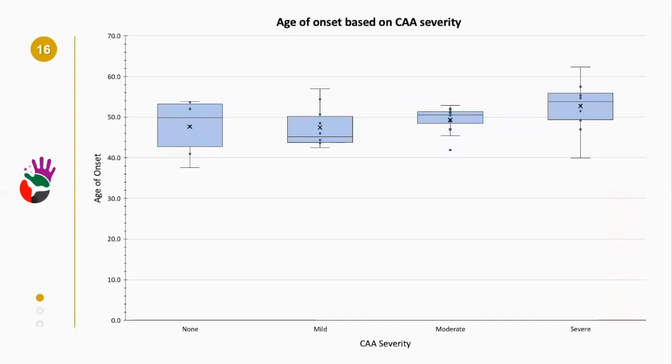We also broke it by severity, and while it looks like there is a slight increase just in terms of the mean for mild to moderate to severe CAA, there really is no unified overall trend. The error bars are overlapping. Again, we couldn't make any conclusions.